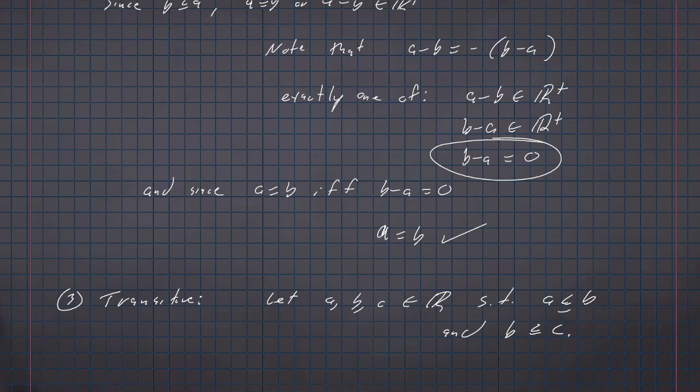All right, now let's go on to the transitive property. Let's pick three real numbers, A, B, and C. Let's insist that A is less than or equal to B, and let's insist that B is less than or equal to C. The transitive property tells us we should be able to prove that A is less than or equal to C.